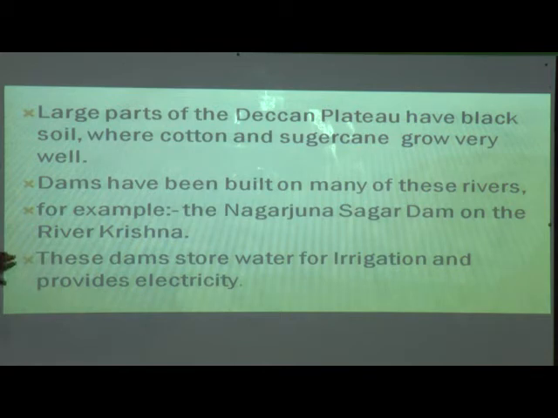This dam stores water for irrigation purposes and provides electricity. Why are dams made? Because of irrigation, and what else can we produce? Electricity, correct, light we can generate. Irrigation means where the water is not there, they will send water to those places for cultivation, farming and so on.